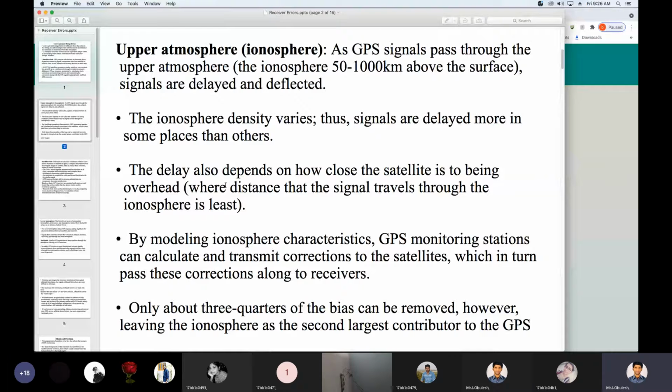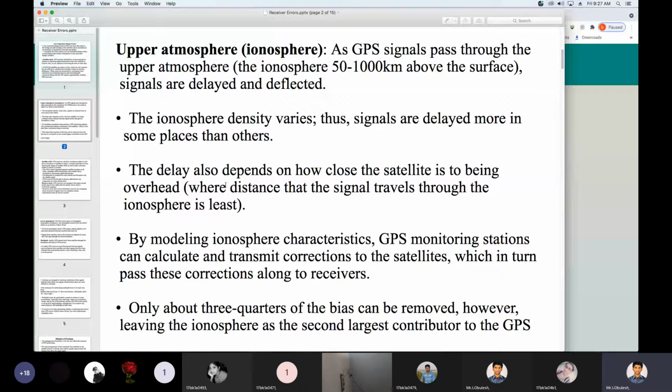Next is the upper atmosphere. The layer available in the upper atmosphere is the ionosphere, the last layer in the atmosphere. The upper atmosphere is around 52,000 kilometers above the surface. As GPS signals pass through the upper atmosphere, signals are delayed and deflected.